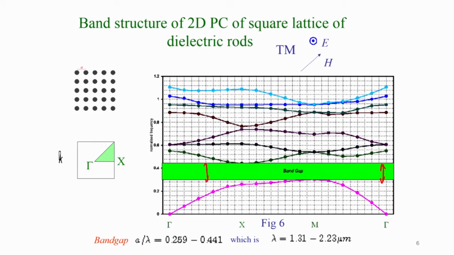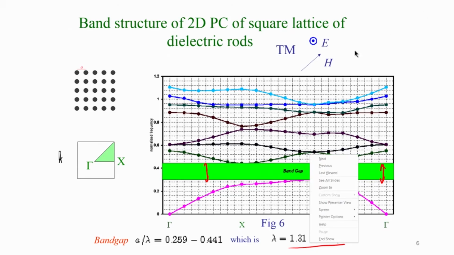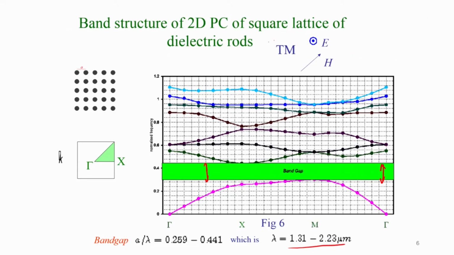In this particular example, as a function of the distance or the crystal parameter, it is designed to operate for values of a ranging from 0.259 to 0.441 micron times the wavelength lambda. You have the stop band in the range of 1.31 to 2.23 microns. This is a typical band structure, and this is how it is expressed. And of course, for TE modes, TM modes and other configurations, you have different variations of this band structure.